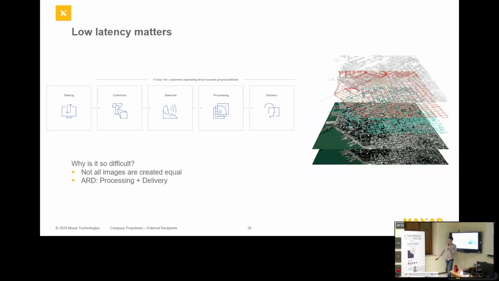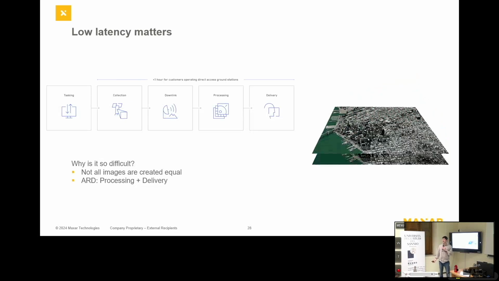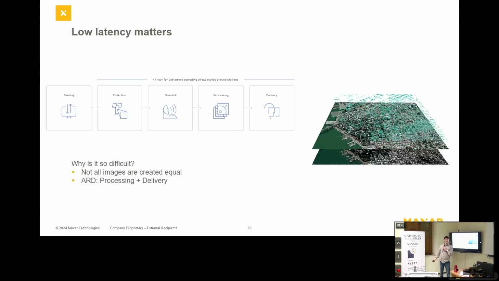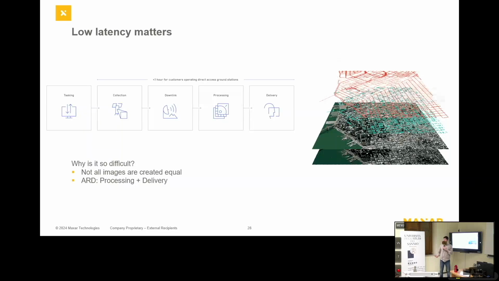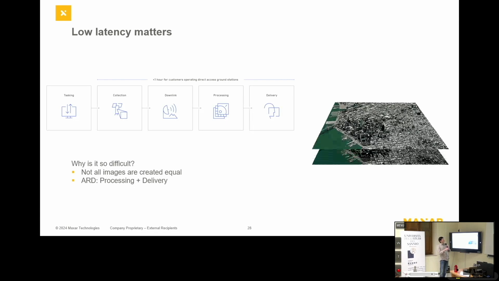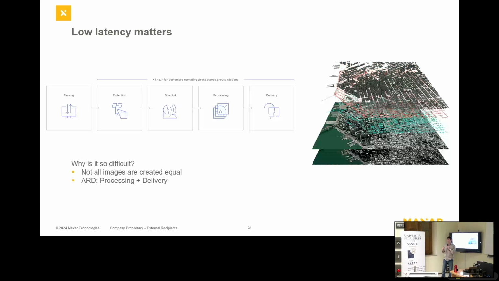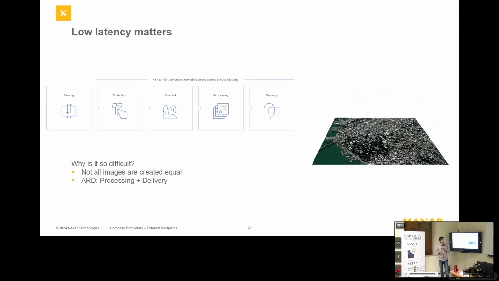Is it delivered on an FTP, an S3 bucket? Where do you get that data? Is it just a TIFF? Is it a cloud-optimized TIFF? So all those aspects should be covered in an ARD format. But unfortunately, not all images are created equal. And so think before you start using data, like what is the collection of that data? It's really, really important.